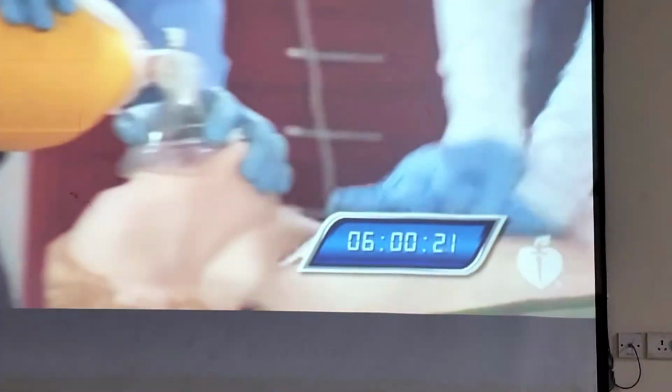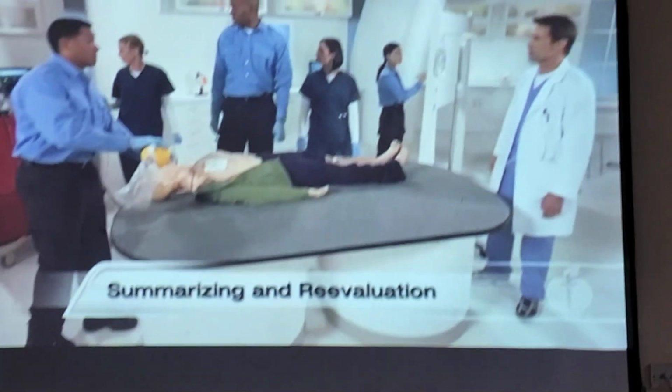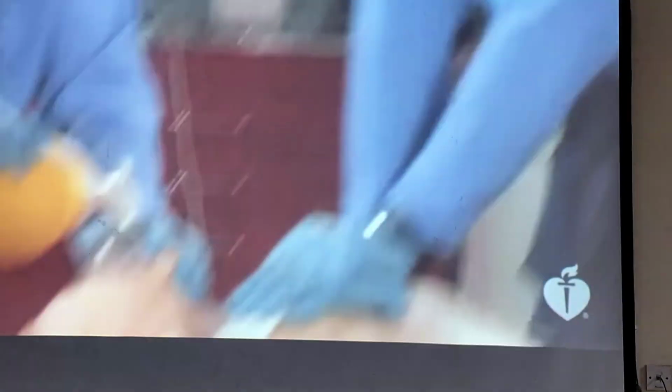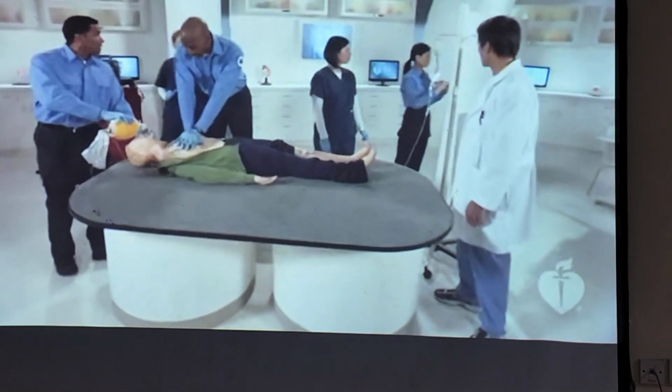2 minutes. Okay, let's analyze, switch roles. Okay, the monitor shows sinus bradycardia. Do we have a pulse? I don't feel a pulse. Continue chest compressions. 1, 2, 3.